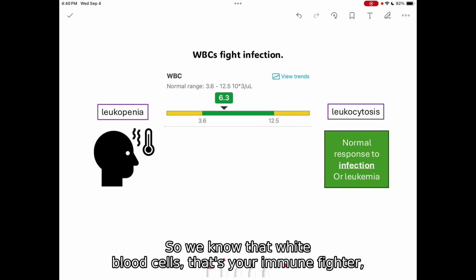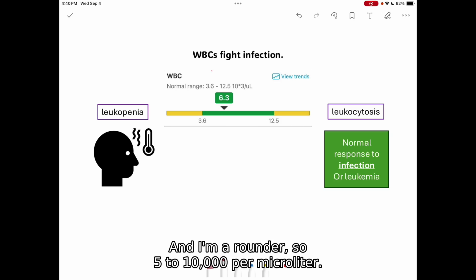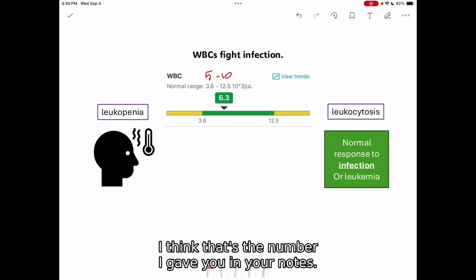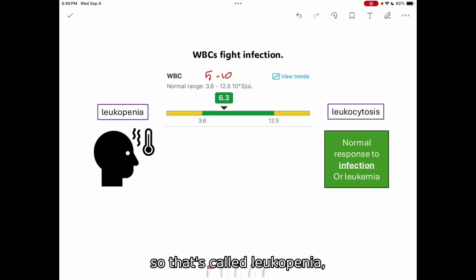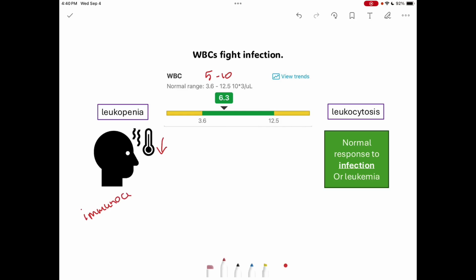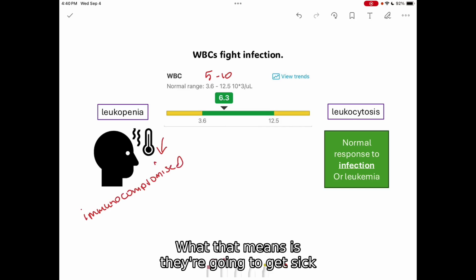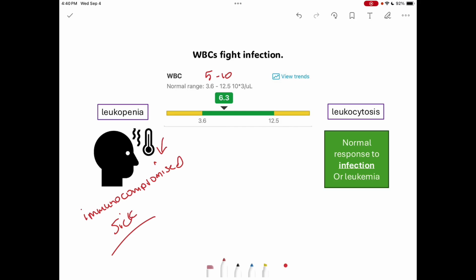So we know that white blood cells, that's your immune fighters, so they fight infection. And I'm a rounder, so 5 to 10,000 per microliter. I think that's the number I gave you in your notes. If someone doesn't have many white blood cells, that's called leukopenia, and you can think that these people are going to be immunocompromised. What that means is they're going to get sick, okay, because they're lacking immune fighters.